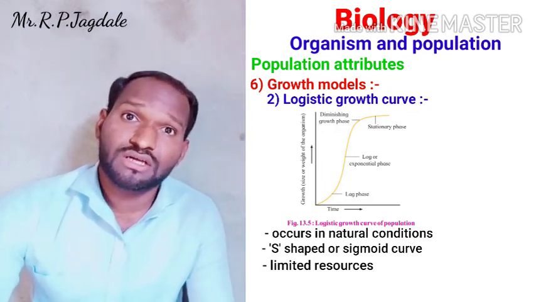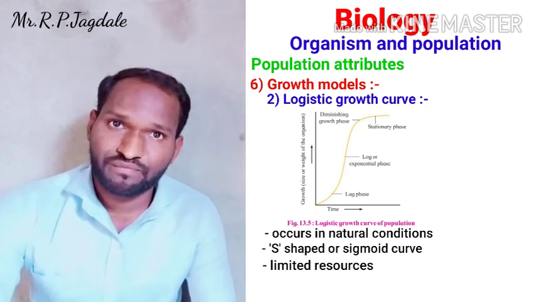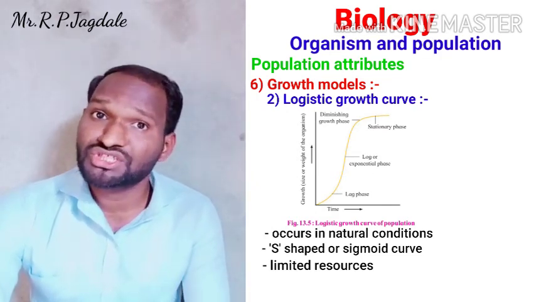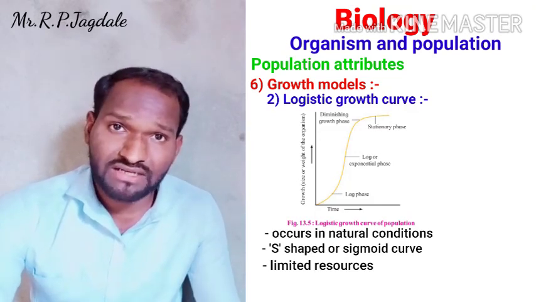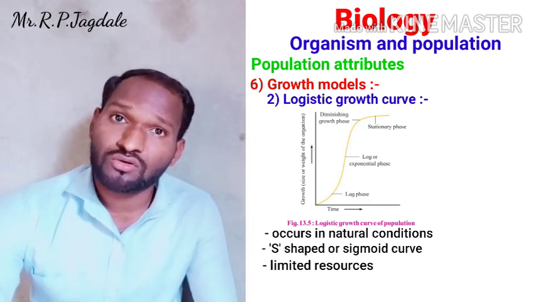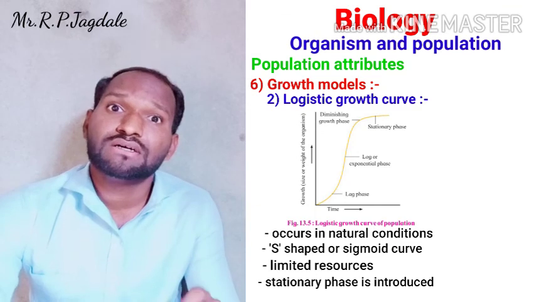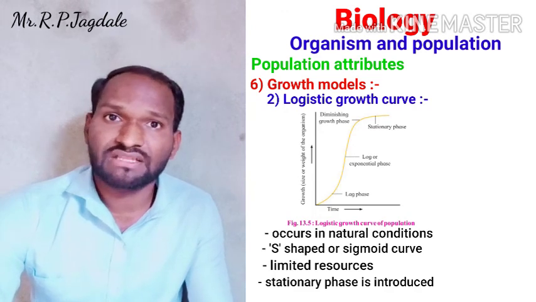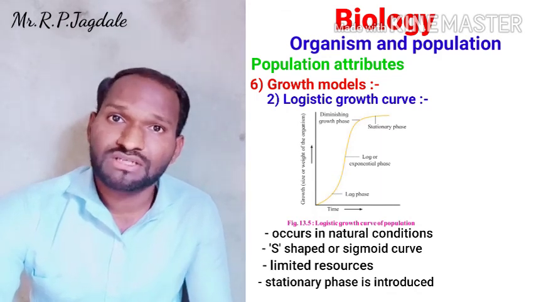That's why in nature there are limiting factors that come after some time, and that affects the growth of the population. So exponential and logistic growth are different. In laboratory conditions, there are no limiting factors, so the growth curve goes on and on. But in the logistic growth curve, in nature, there are some limiting factors which will stop or reduce the reproduction rate. These are the two growth models. These are some of the attributes we have seen.